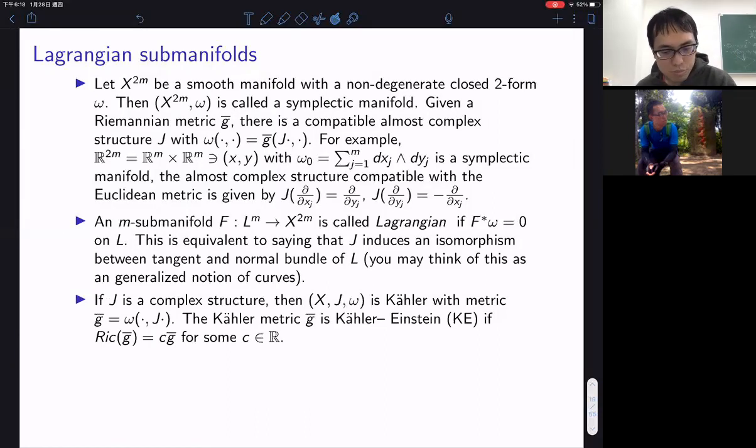Furthermore, if J is not only an almost complex structure but a complex structure, then this triple (X, J, omega) is a Kähler manifold with Kähler metric g bar. So we call this Kähler metric g bar Kähler-Einstein, or KE, if its Ricci curvature is proportional to itself.